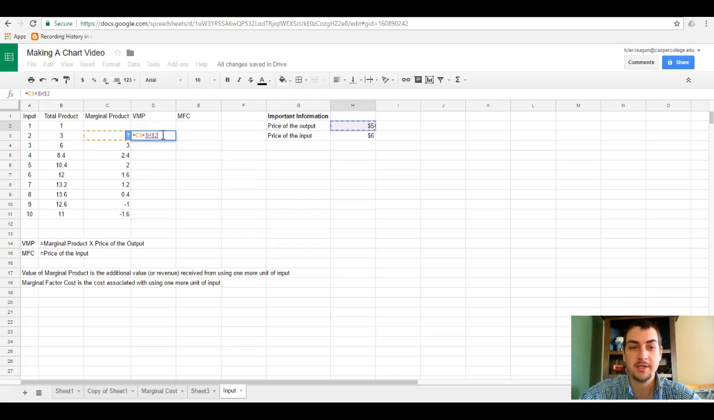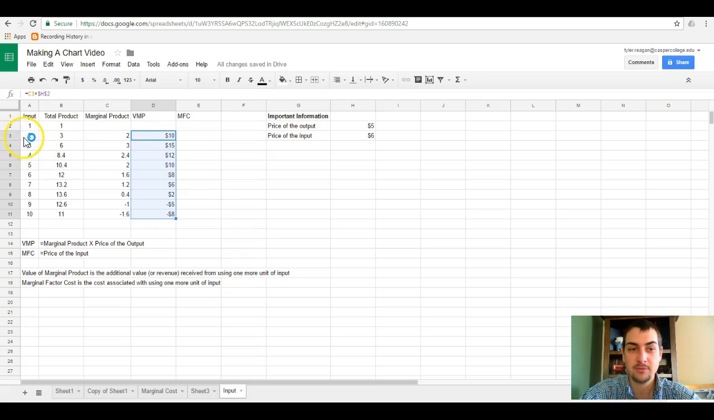That's what you call locking it in. Then you can drag that down. So what is this column meaning? What is it saying? It's saying that as we increase our input from 1 to 2 units, as we use one more unit of input, we are going to receive $10 in revenue out of it.